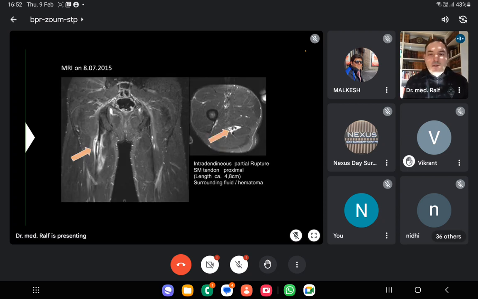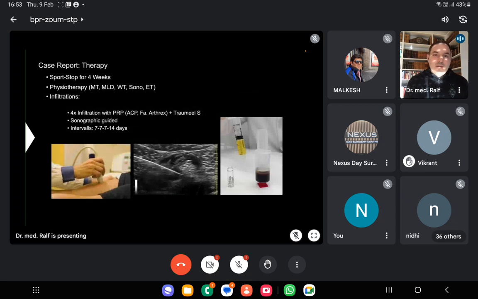So you see an intertendinous partial rupture of the semimembranosus tendon. And you see all the surrounding fusion and fluid, which represents a hematoma. So he also received a series of PRP injections. Normally, we are combining it with Traumeel, so it's an herbal substance that also reduces the pain. And it was also sonographically guided with an interval of 7 to 14 days.